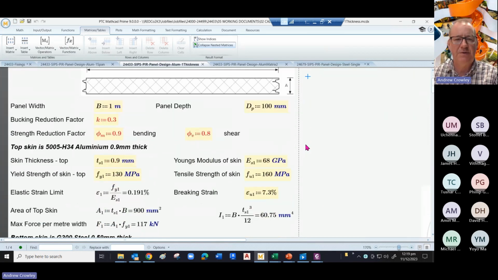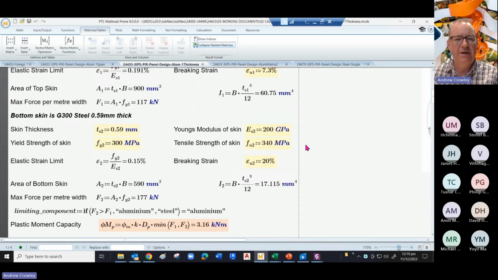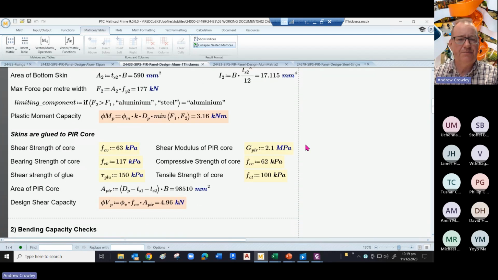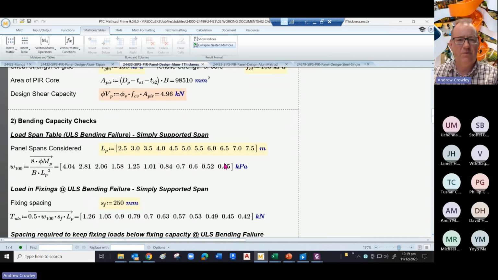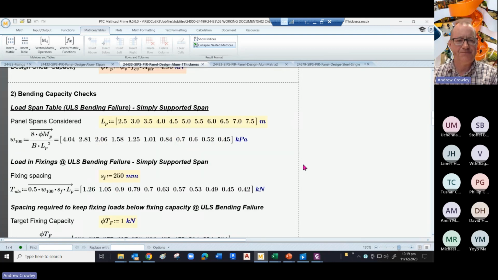Okay, same sort of input at the beginning. And now this time we have a range of spans, and we put it in as a one-dimensional matrix, so an array. So length is equal from 2.5 meters up to 7.5 meters. And from that, we can get our load span table for this particular panel.